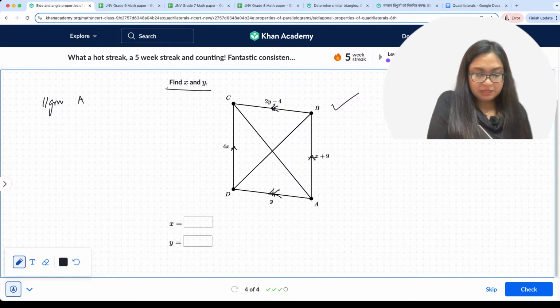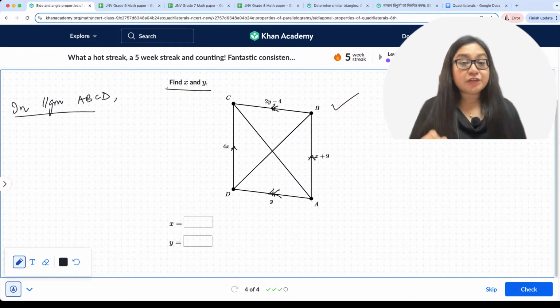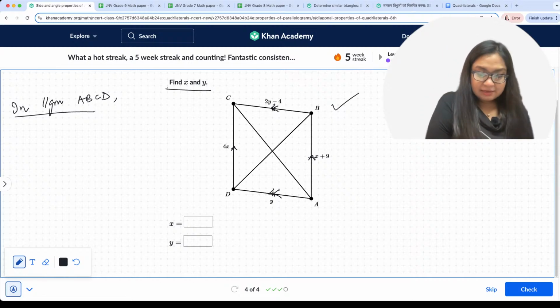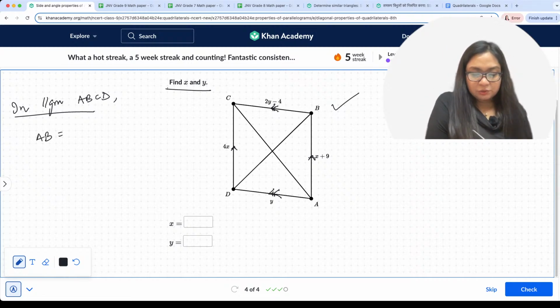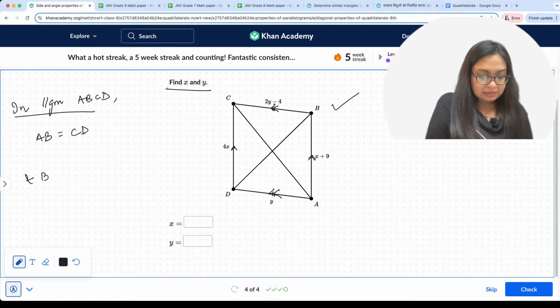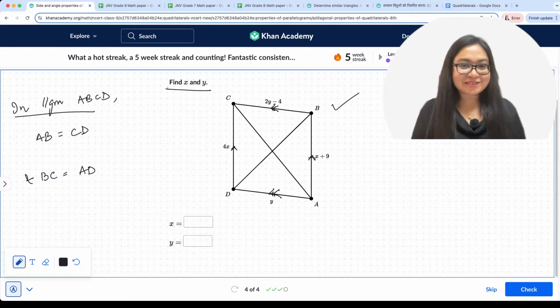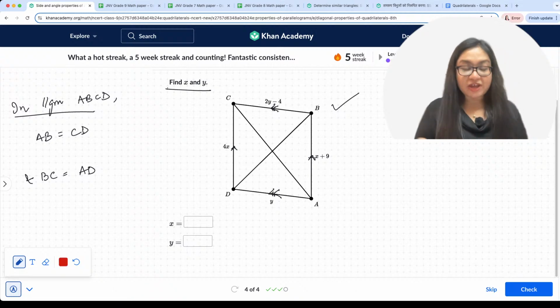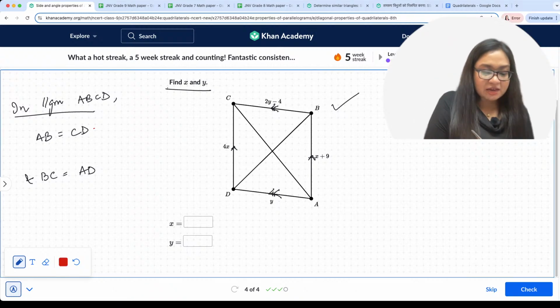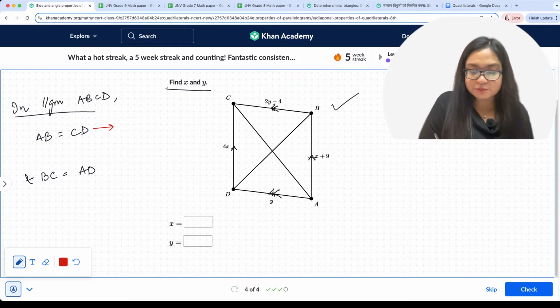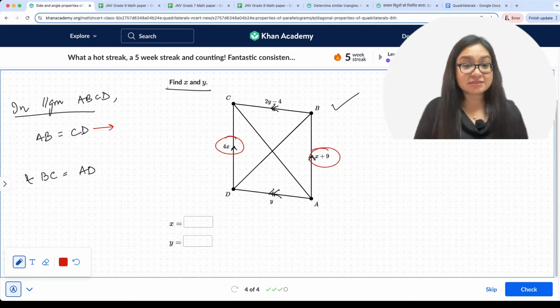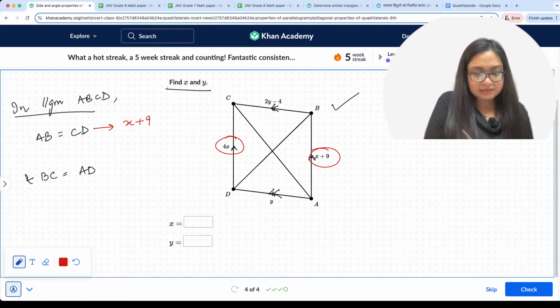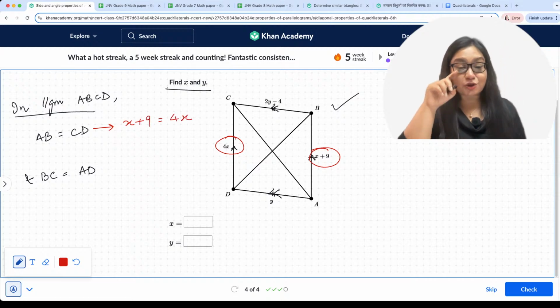in parallelogram ABCD, we have the opposite sides as AB equal to CD, and then we have BC equal to AD, correct? Now, these values are given in terms of x and y. So, AB equal to CD will give me what? x plus 9 equal to 4x. So, I can write x plus 9 is equal to 4x, and from here we can solve for x.